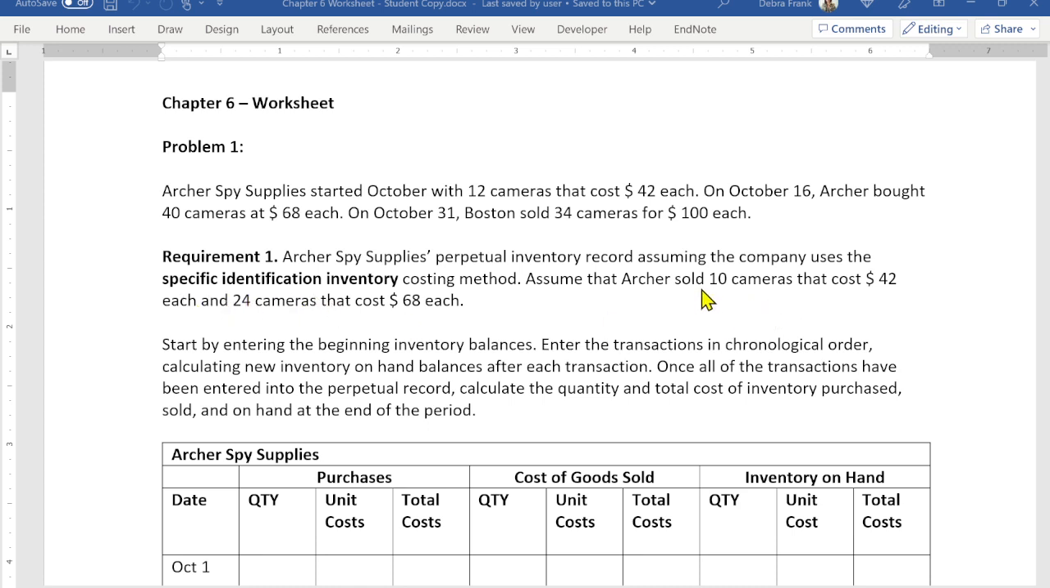So they're saying 10 of those 34 cost 42. So they came from this batch up here. So we could say, okay, of those 12, 10 were sold. So 2 are left at $42 if we're doing an analysis there. We're going to do that down below in the chart. And then we have 24 at the $68. So of those 40, 24 were sold. And so we know that their cost is $68. And we can see 10 plus 24, hey, that's the 34 that was sold. Okay, so we identified them all.